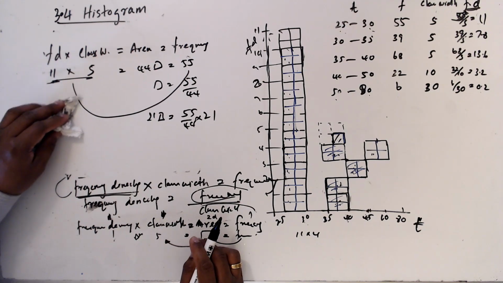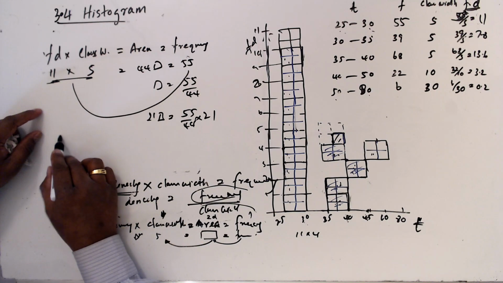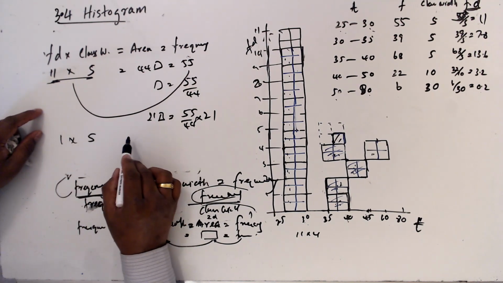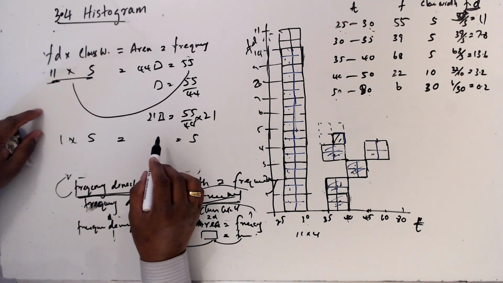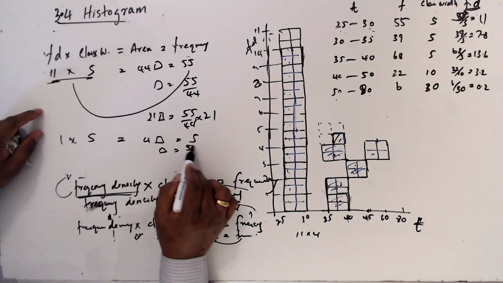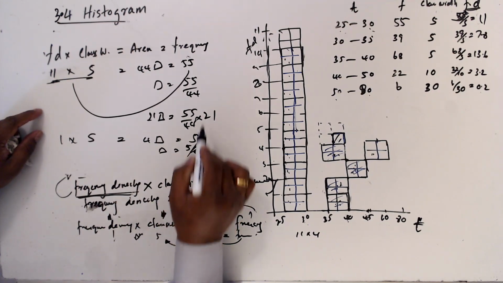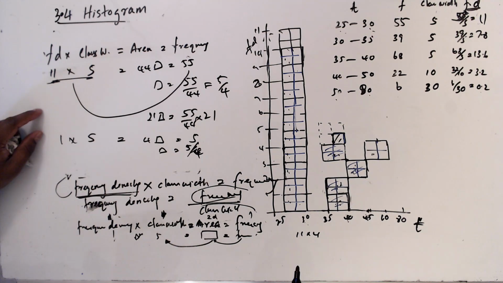Instead of that, you can take this one. 1 times 5 is what? 5. 5 is for how many boxes? 4 small boxes. One box is 5 divided by 4. The same answer you will get: 11 times 5 over 11 times 4.